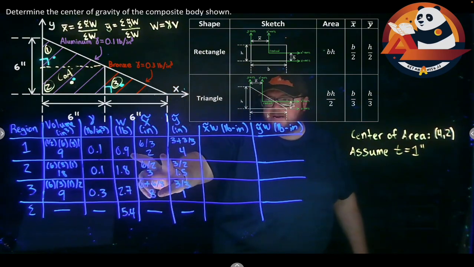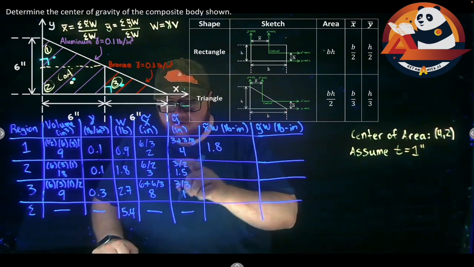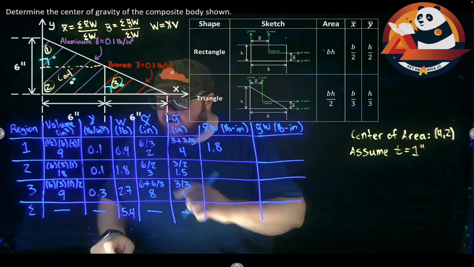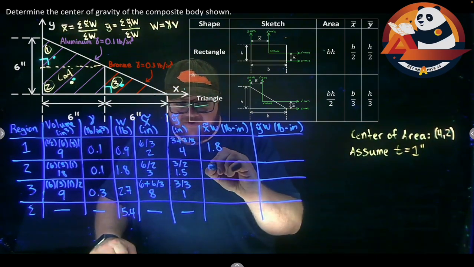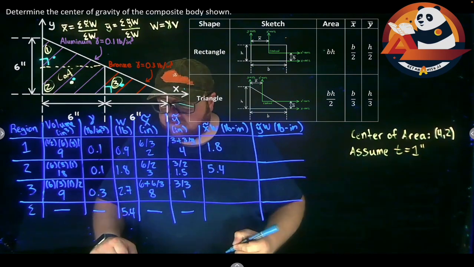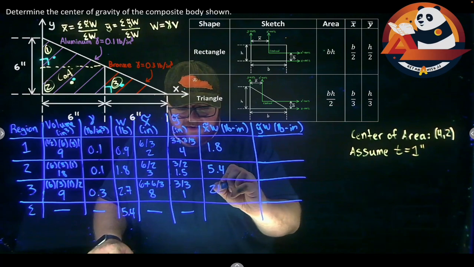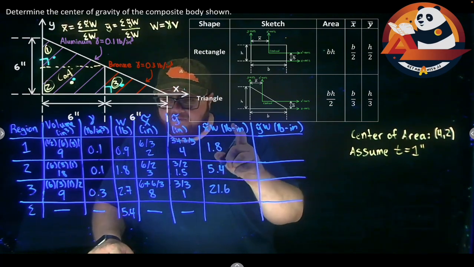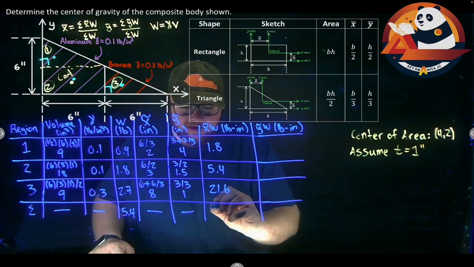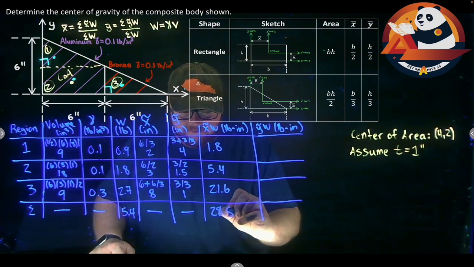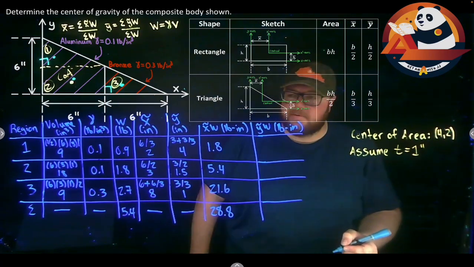From there, let's just multiply our columns together. X tilde times weight. 0.9 times 2 is 1.8. 3 times 1.8, our weight, and x tilde for shape 2 is 5.4. 2.7 times 8 is 21.6. Let's add this column up. We'll get 28.8. And from there, I can get my y tilde w as well.